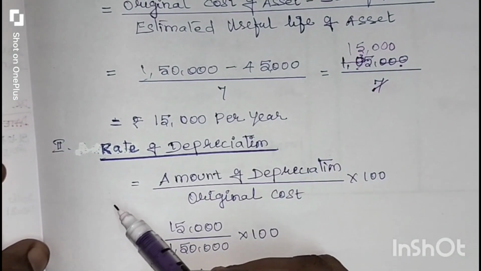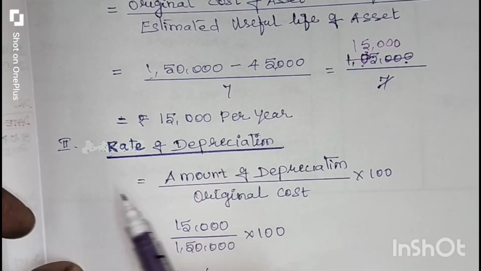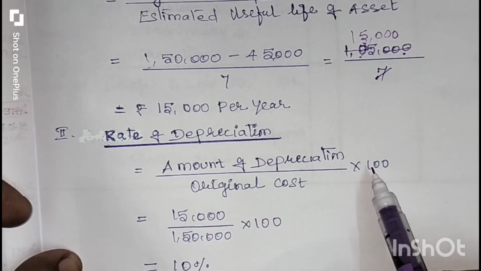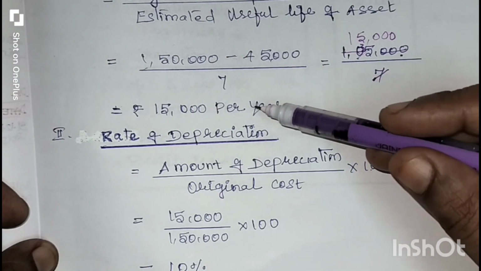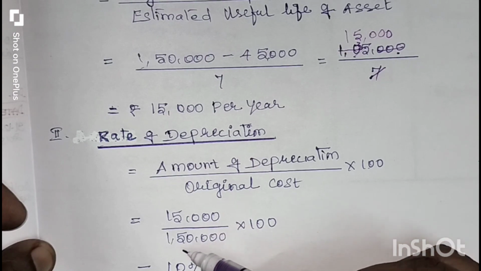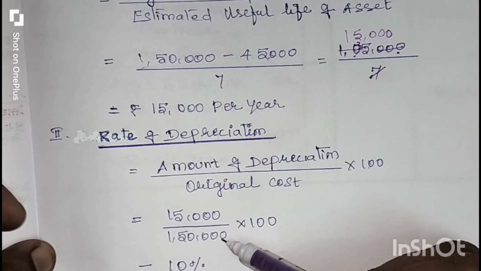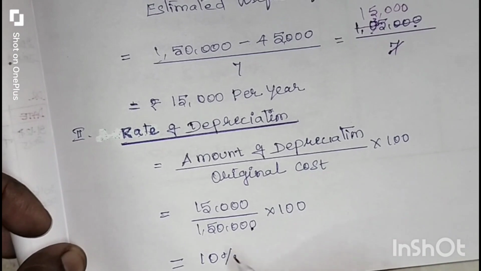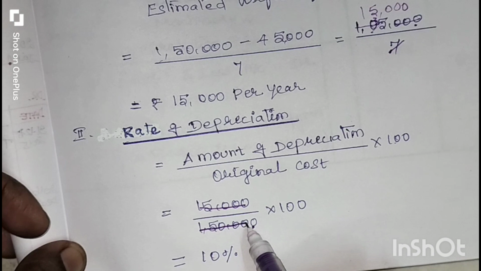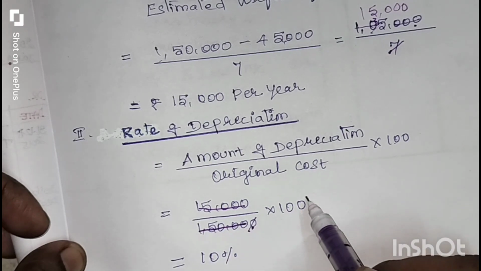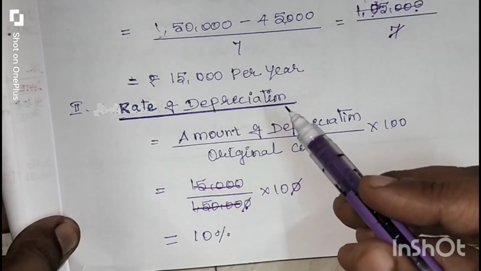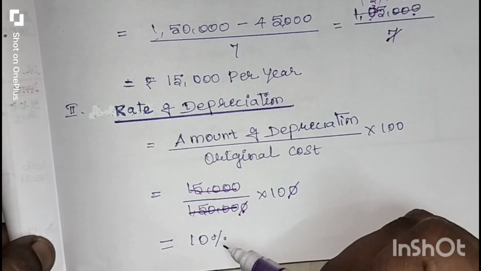Now we are going to find the rate of depreciation. The formula is amount of depreciation divided by original cost, into 100. The amount of depreciation we just found, 15,000, we enter here, and the original cost is 1,50,000, into 100. Now we cancel it. The 15,000 is cancelled against 1,50,000, leaving 10. So the rate of depreciation is 10%.